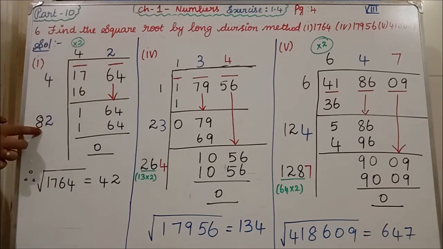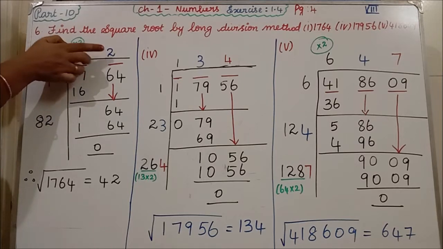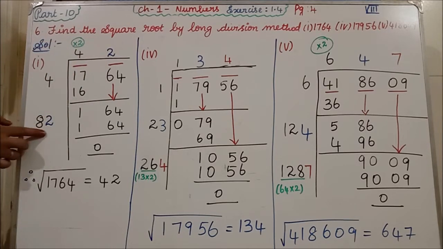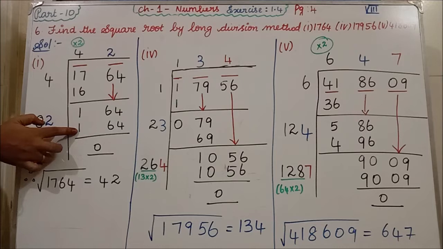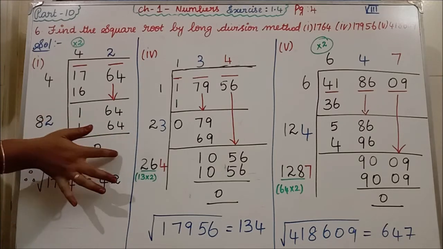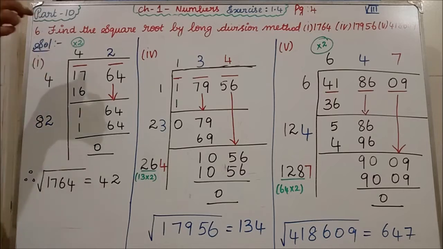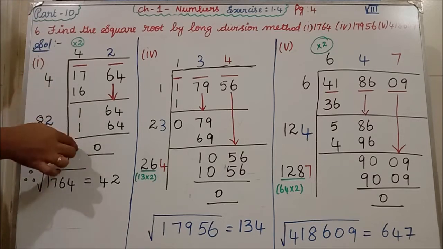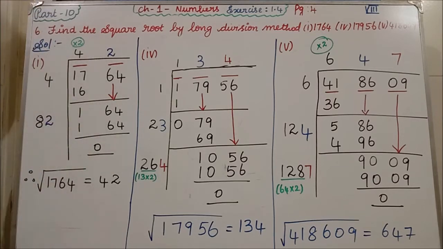2 into 82, okay? 2 into 82. If you multiply, what are we getting? 164. Correctly we are getting it. So after subtracting you will get 0. When you get 0, then it is a perfect square number. Therefore, the square root of 1764 is equal to 42. Clear, all of you, the first subdivision?